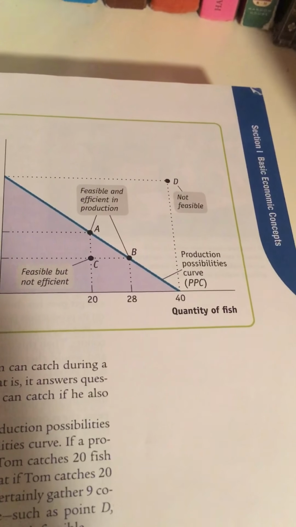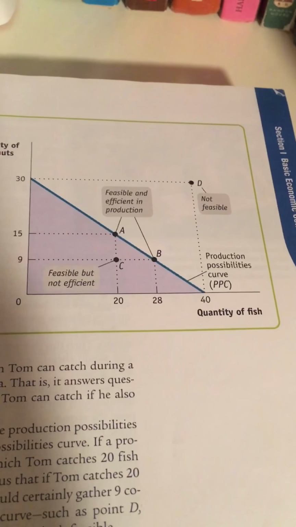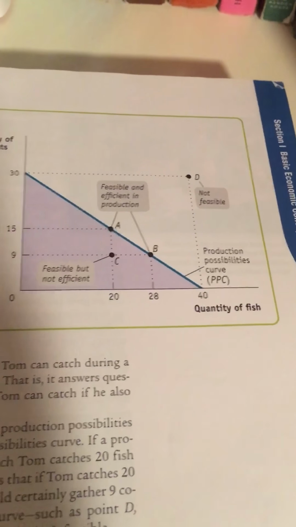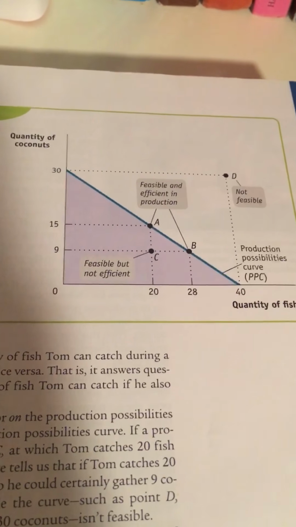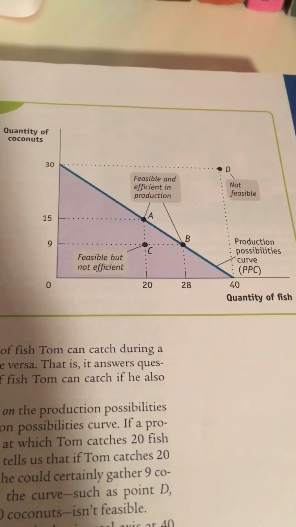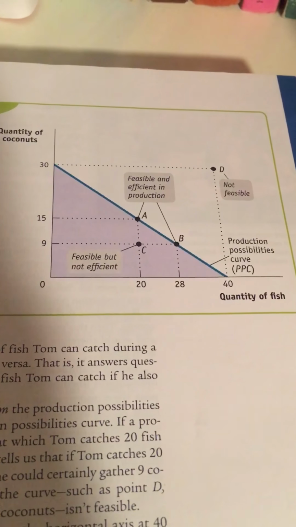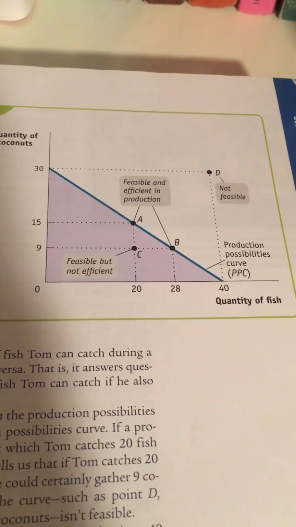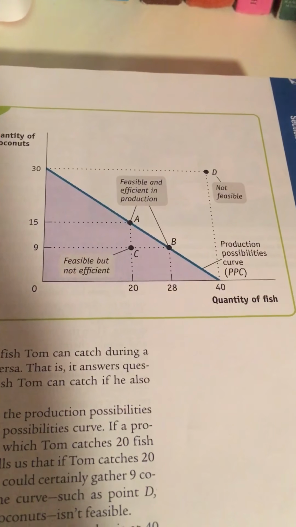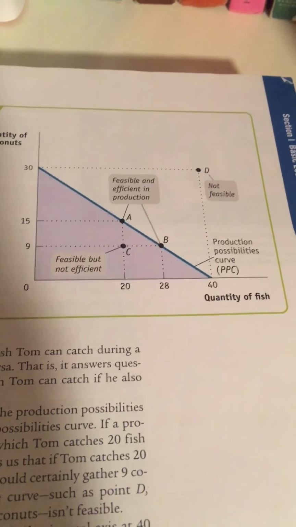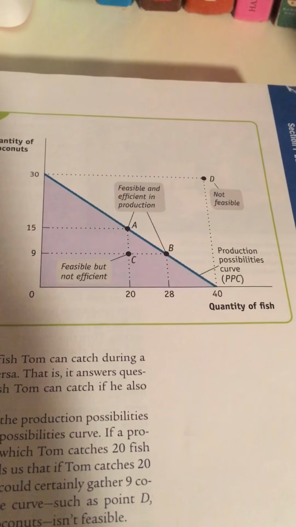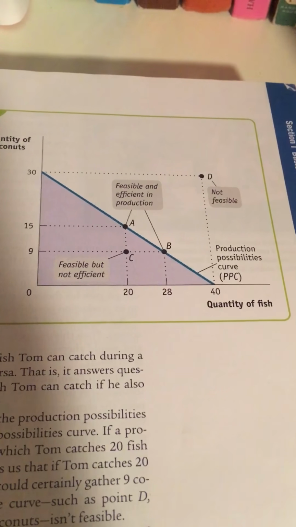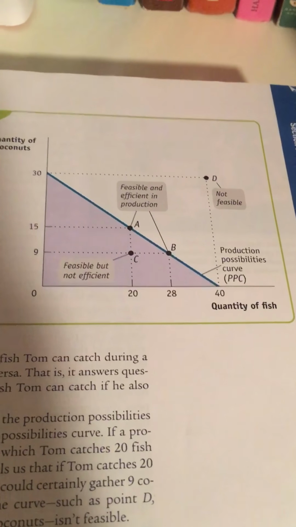This graph shows a hypothetical production possibilities curve for Mr. Tom Hanks, who must make a trade-off between fish production and coconut production. The curve shows the maximum quantity of fish Mr. Tom Hanks can catch during a week given the quantity of coconuts he gathers and vice versa.